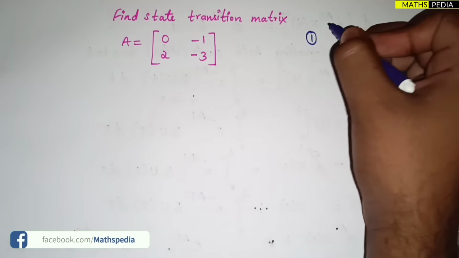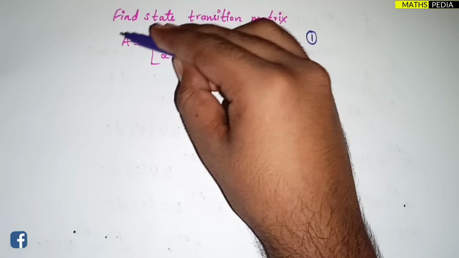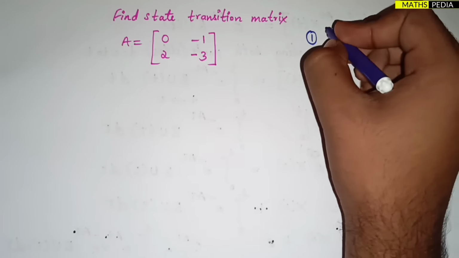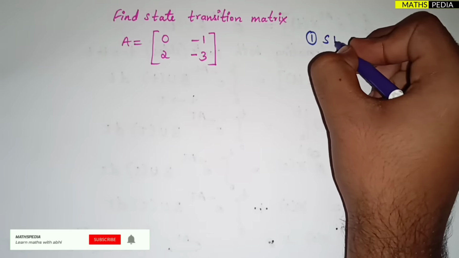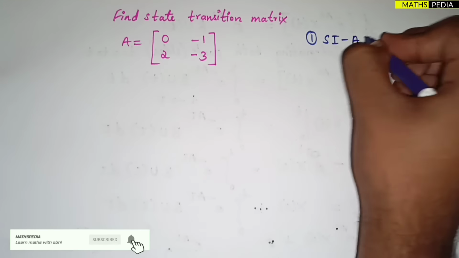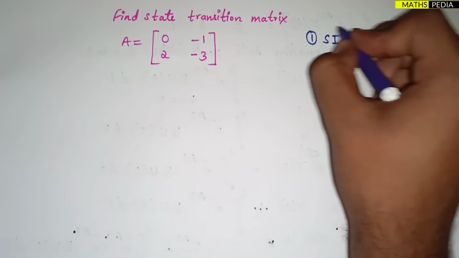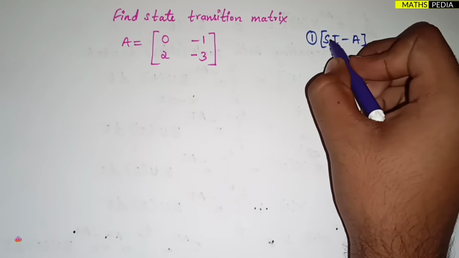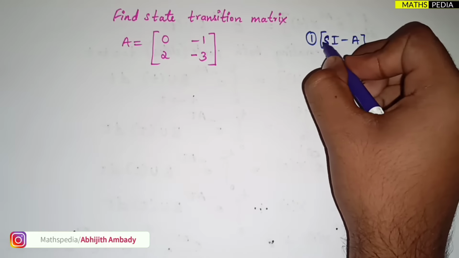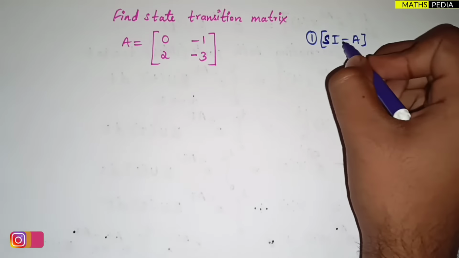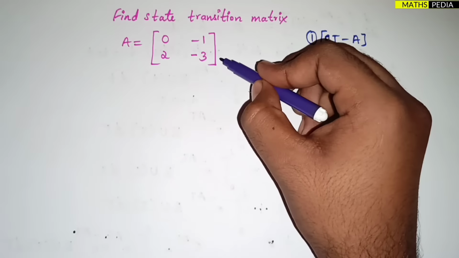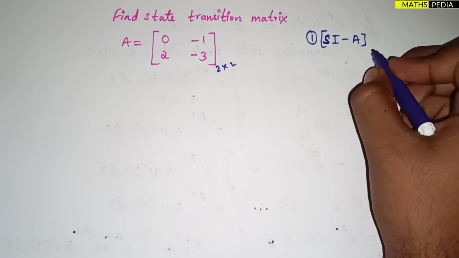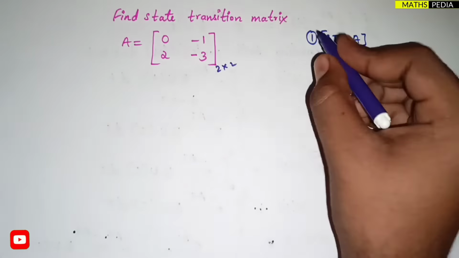The first step is that in the question a matrix will be given. Using the Laplace transform method, the first thing we need to find is the matrix sI minus A. Here s is a small s, and I is the identity matrix. It depends on the order: this is 2 cross 2, so the identity matrix will be 2 cross 2 itself. And A is given in the question.